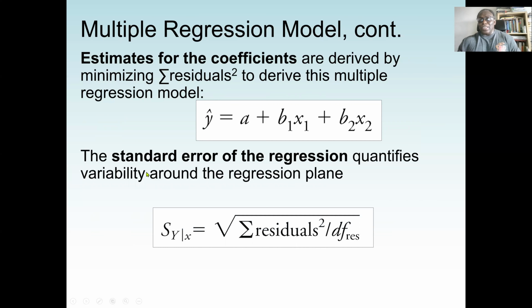We also have the standard error of the regression. Remember, we studied the standard error as the standard deviation of the sample. So here we say the standard error of the regression normally quantifies the variability around the regression plane. And to find it, it is the square root of sum residual square divided by degree of freedom.